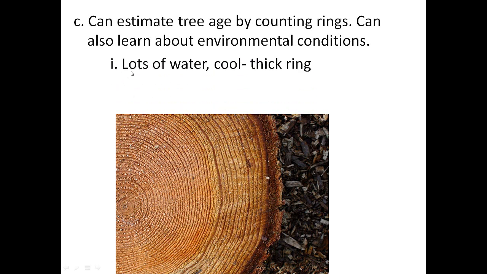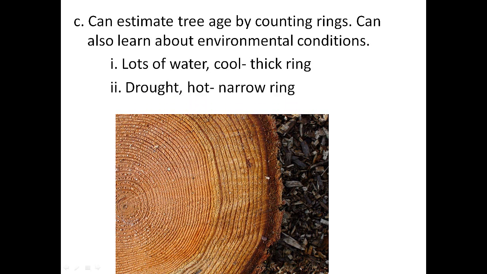If there's a lot of water and it's a cooler temperature, it's good conditions, you're going to have nice wide rings like you have here on the outsides of this tree. The reason why? They're growing very well, they're growing pretty fast, conditions are good.